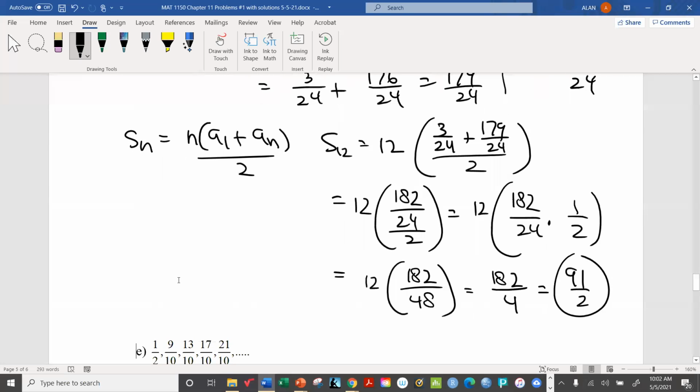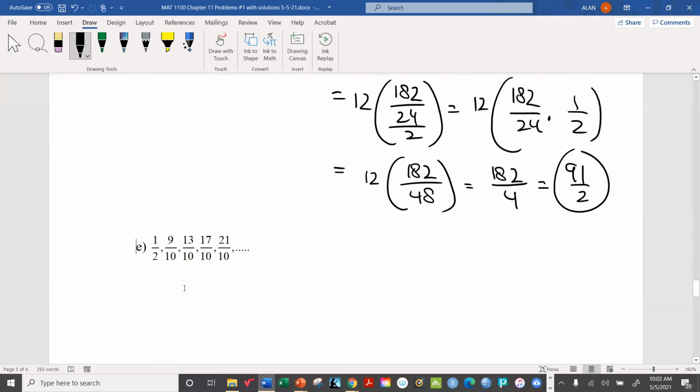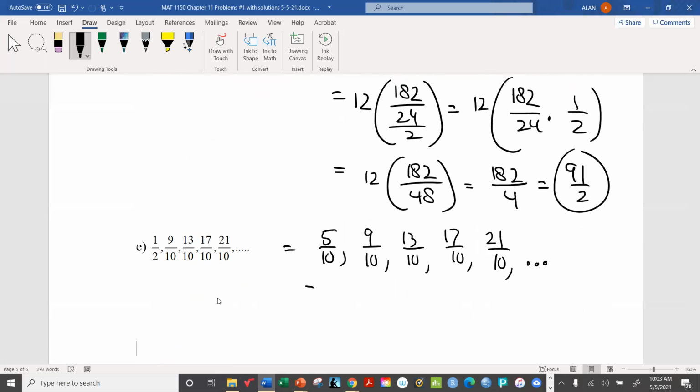All right, now this one is also involving fractions. It's not quite as messy as the previous one. There's only one real change that we should probably make, and you can probably guess what it is right off the bat. Let's convert them all into tenths. Why not? So now it should be clear. Well, first of all, the first term is 5/10, and the common difference between them is 4/10. And again, we'll leave these as tenths, even though it's pretty clear that we could reduce these if we needed to.